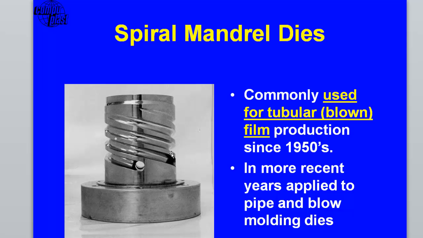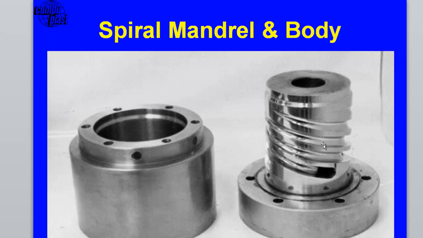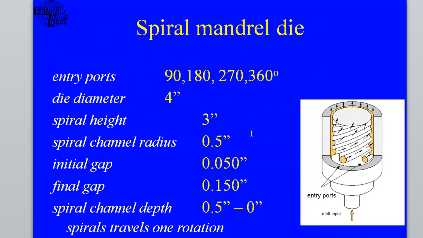These are commonly used in the production of blown film, but have also been very successfully applied to the production of tubing or pipe, and even for blow molding applications. This image shows the spiral mandrel along with the die body, which would fit over top of the mandrel, which would create an annular flow channel and control the leakage of the material out of the mandrel. And here we have some dimensions that we are going to use to simulate this die.